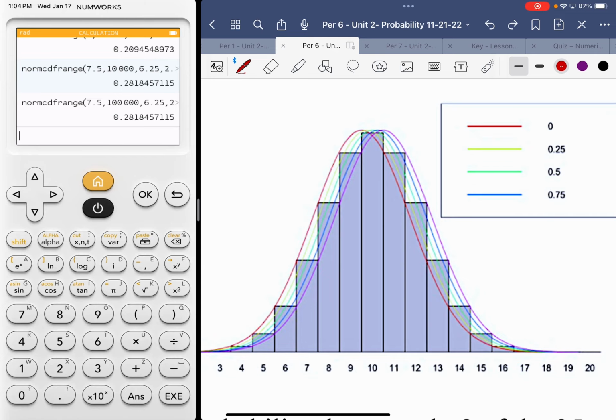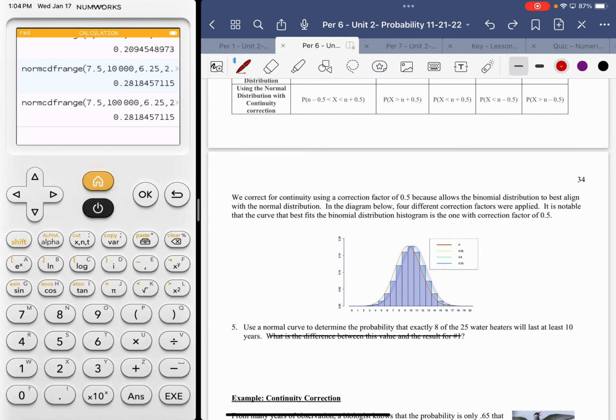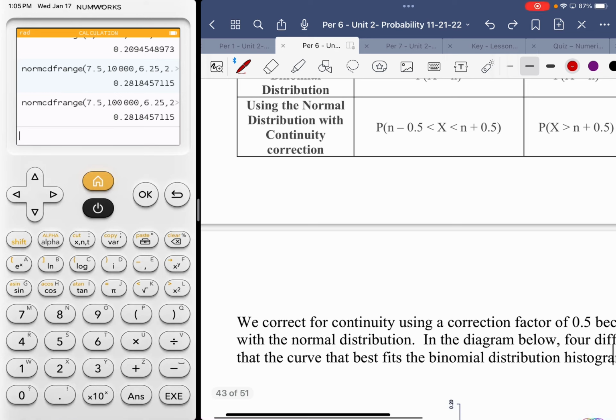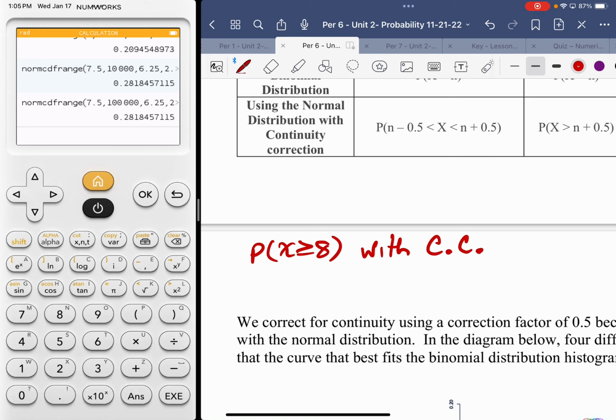All right, so I mean it's not really an explanation. There is an explanation here, but basically what I'm saying is that the one that works the best is 0.5. Now the question is, do I add 0.5? Do I subtract 0.5? That goes back to this table here. You can just kind of follow that if you want, but my recommendation is to consider what addition or subtraction of 0.5 is going to capture the number that you want to be captured in the appropriate interval. So if I'm looking for the probability that x is greater than or equal to 8, and I want to use continuity correction, which is abbreviated CC, which hopefully makes sense.